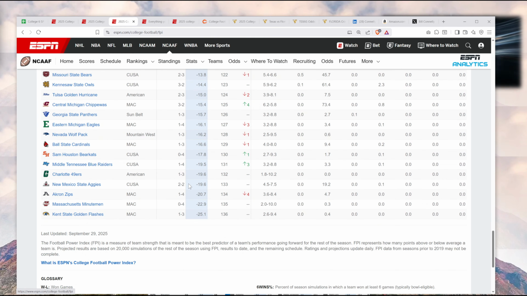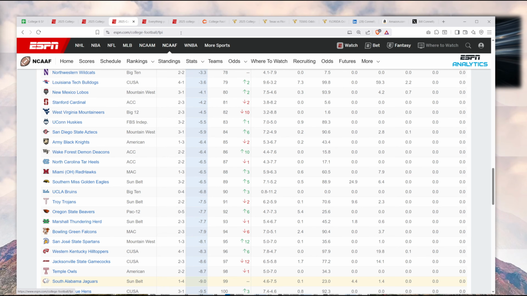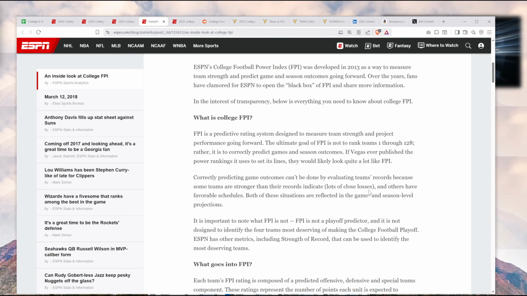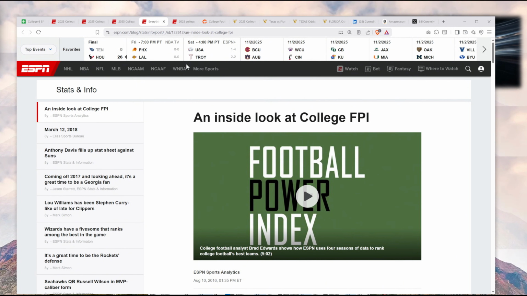And if you go down to the bottom, it explains what this FPI number is. FPI, Football Power Index, measures teams' true strength on a net point scale, expected point margin versus an average opponent on a neutral field. ESPN also has an explanation here that the Football Power Index is very similar to the Vegas system. It says, if Vegas ever published the power ratings it uses to set point spreads, it would likely look a lot like the Football Power Index. So it's a good number. I think it's a good independent number.